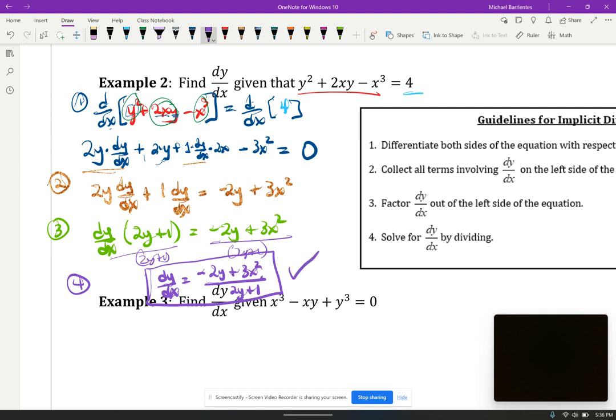This is how we use implicit differentiation to find the dy dx formula. Some people would call it the y prime formula. This is the derivative equation. We'll come back in the next video and we'll do example number 3.